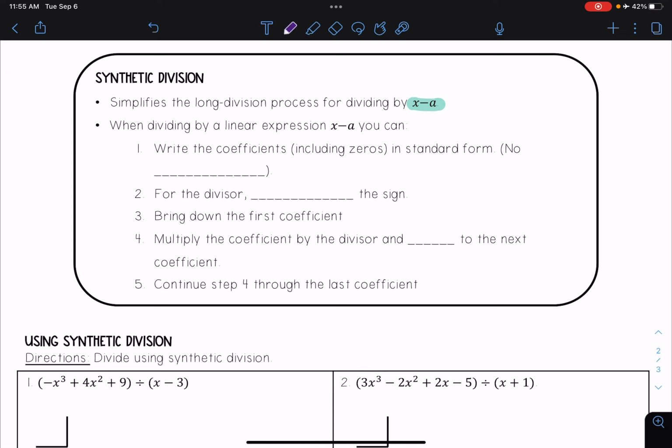So that means I can't do something like x squared plus 2. That would not work. I could not do that for synthetic division, only for those that have x minus a. So when we're dividing by a linear expression, x minus a, you can first write the coefficients, including zeros. So remember, for instance, if it doesn't have that squared term, you'd put 0 in standard form, and we're not going to write any variables.